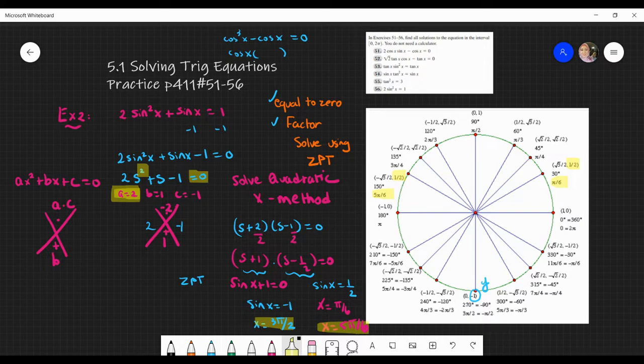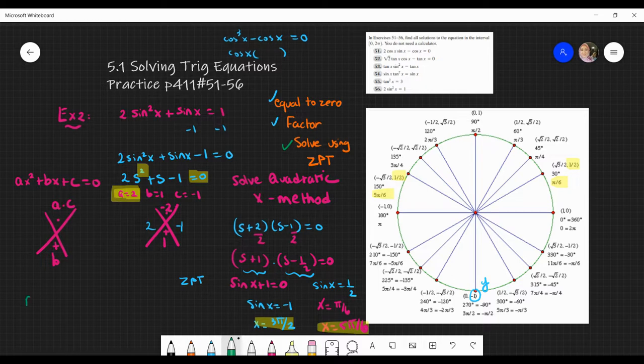Now, to practice more, complete page 411, number 51 through 56. One thing I would like to tell you is keep in mind you're going to try to equal the equation to 0, factor, and solve using the zero product theorem. But remember from our first example from video part 1 that sometimes you have excluded values, restrictions. In this case, we don't have any because we don't have a fraction. We don't have a denominator. We don't have a problem.